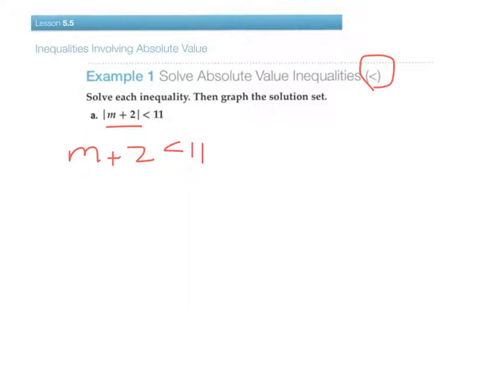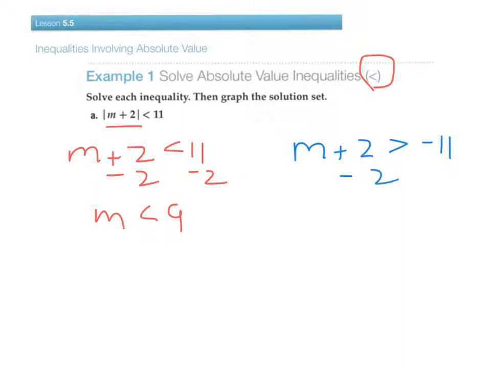The second equation, which I'll write in blue, is m plus 2, and we switch the sign and make what we're equal to opposite, which makes it a negative 11. Now we solve both of these and graph them because we will have two answers. So if I move my negative 2 over, I get 9. And if I move my negative 2 over here, I get negative 13.